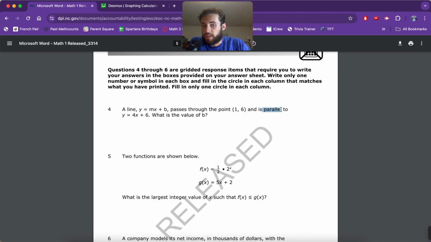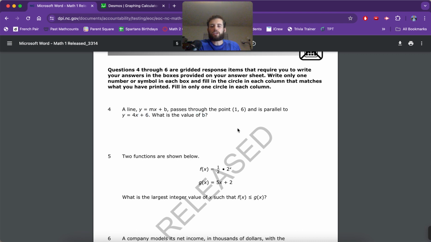For parallel, it's a lot easier. Just make sure you look closely at what they're asking for. Parallel, it's just the same slope. So if this one has a slope of 4, then our line also has a slope of 4. We don't look at this plus 6 because this line has a different y-intercept than our line. We don't know what our y-intercept is. That's actually what we're solving for, the b.